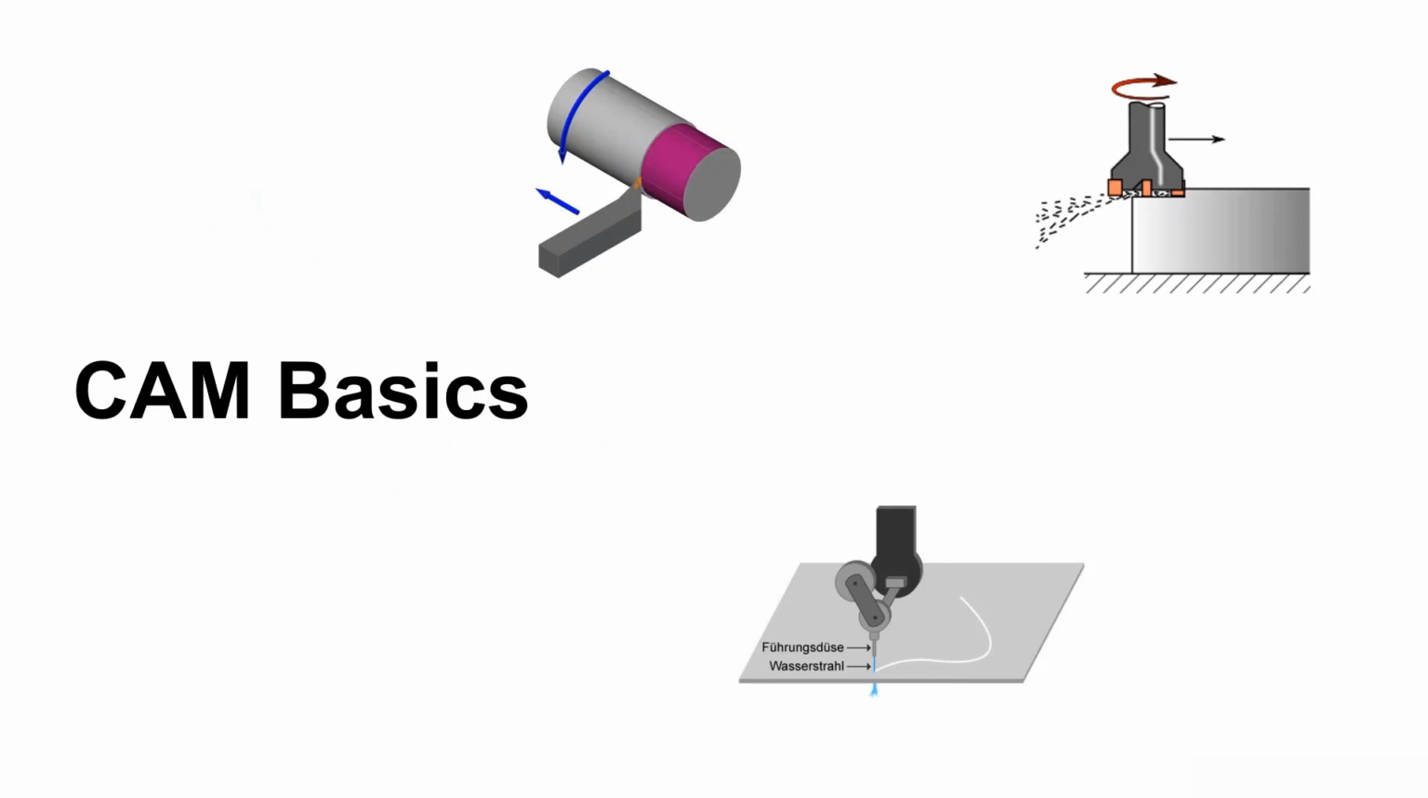When we talk about CAM basics, we can divide manufacturing or subtractive machining into different groups. With the HSM package, we divide it into 3 different groups. We have turning, we have milling, and also cutting. When we talk about turning, the part is rotating and the tool is almost standing still. In milling, the tool is rotating and the material is standing still.